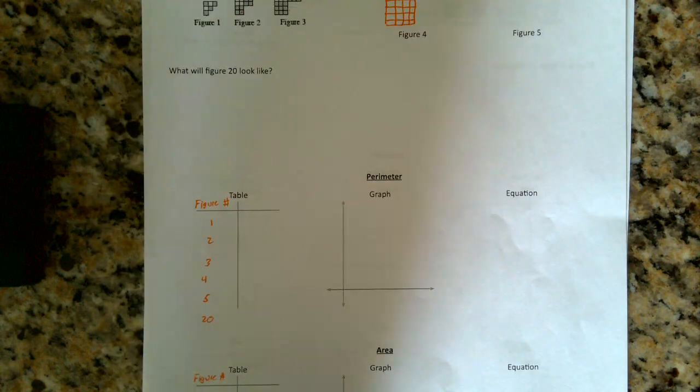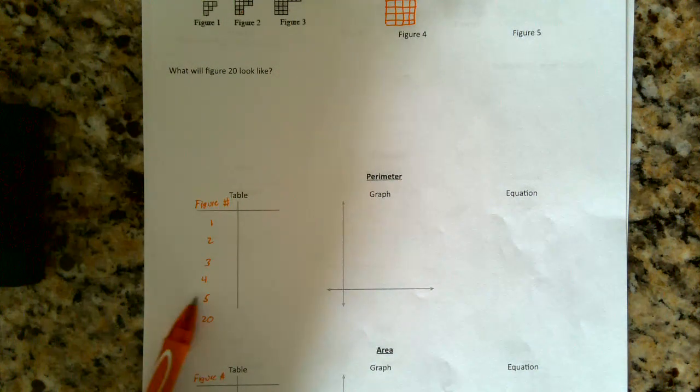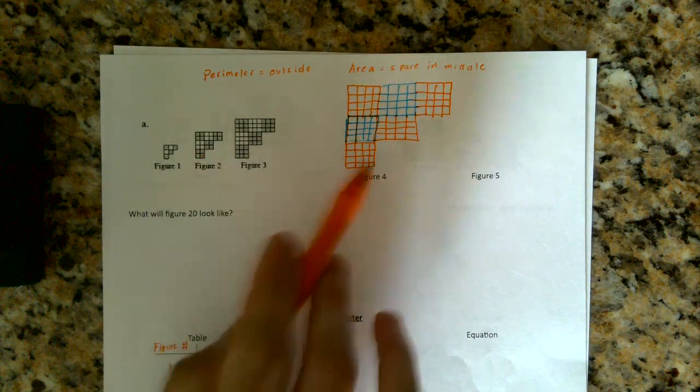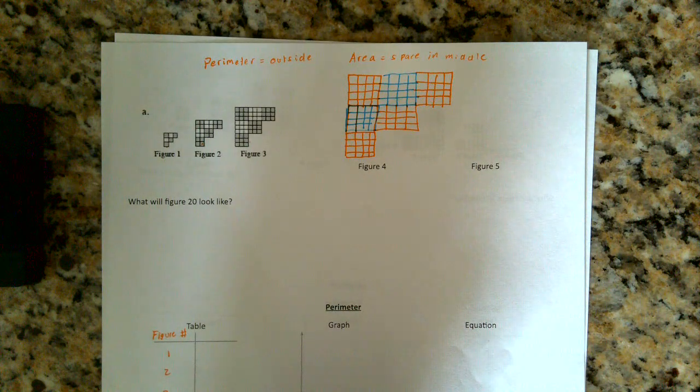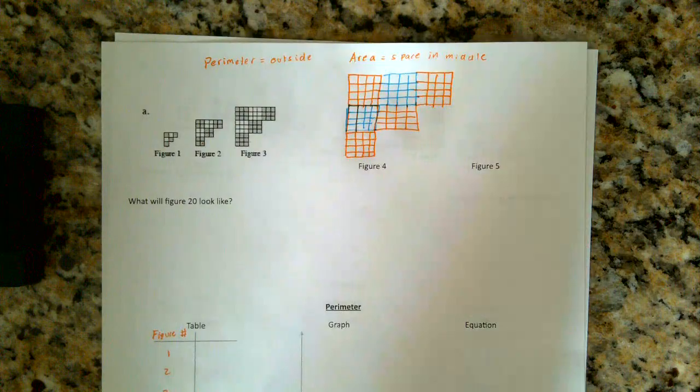On the bottom here, I told you to put the figure numbers 1, 2, 3, 4, and 5, and 20. That way you get the idea. We already have 1, 2, 3, and 4. So we'll see, hopefully, if a pattern starts to develop as we go along. The first one I'm going to start with is the perimeter, just because it's on top.